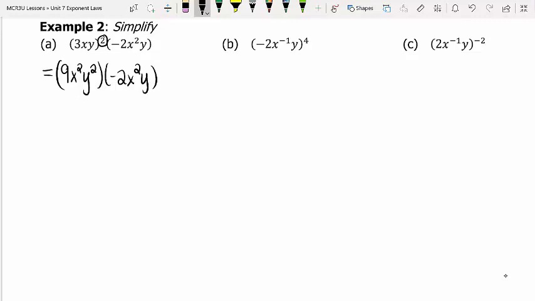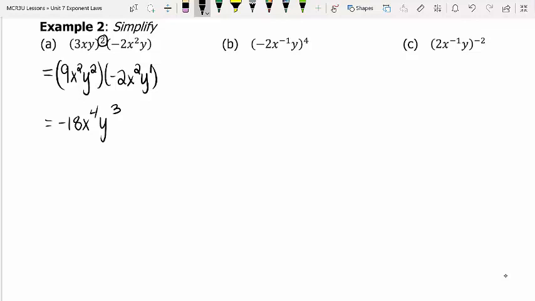Okay, now I'm going to multiply these two terms together. Okay, so I'm going to multiply the pieces that have the same base. So obviously start by multiplying your coefficients. So 9 times -2 is -18. X squared times x squared is x to the power of 4. And y squared times y to the power of 1 is y to the power of 3. Remember, when there's no exponent written, it's just an exponent of 1.